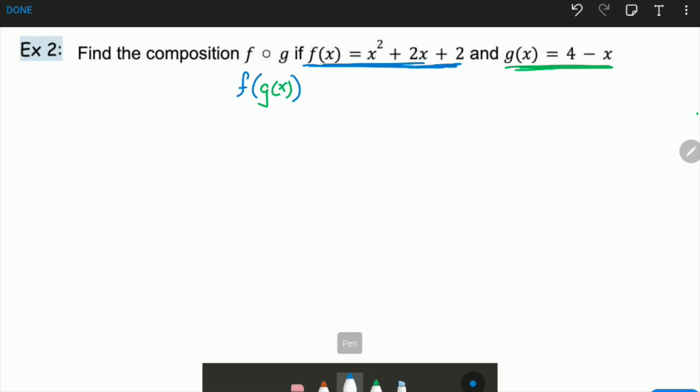When you're first learning it, I find it really helpful if you go through the outside function and put parentheses anywhere you see an x. So if I go through my outside function, which is f, it says x squared, so I'm going to put parentheses squared. Then it goes on to say plus 2x, so plus 2, but instead of x, I put my parentheses. And then it goes on to say plus 2. Then inside the parentheses, I need to put my g of x function, which is 4 minus x.